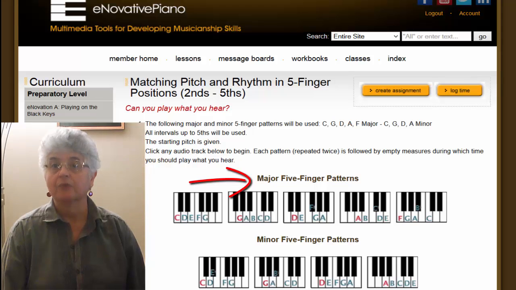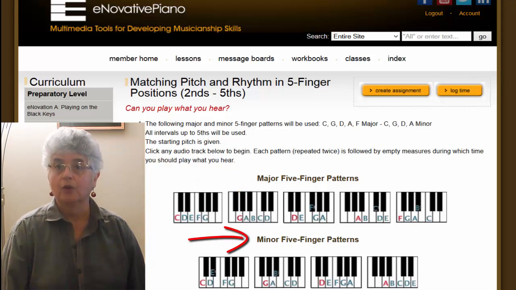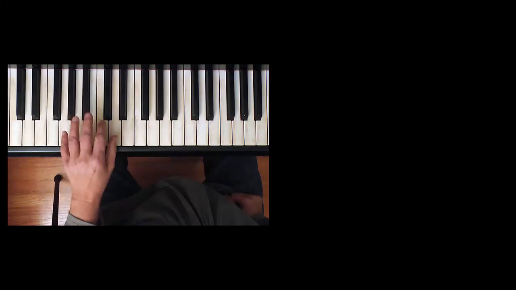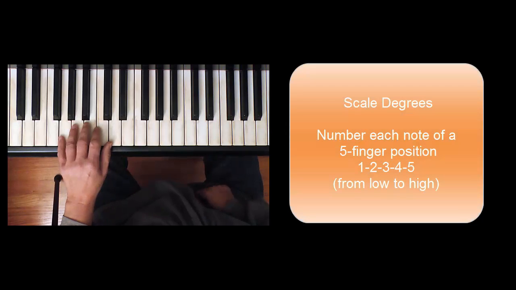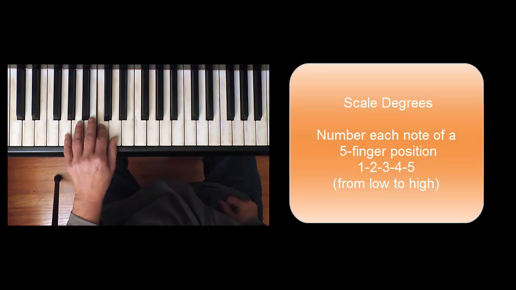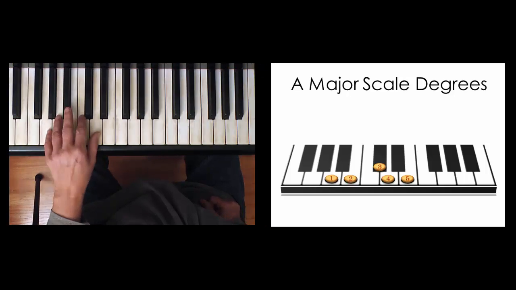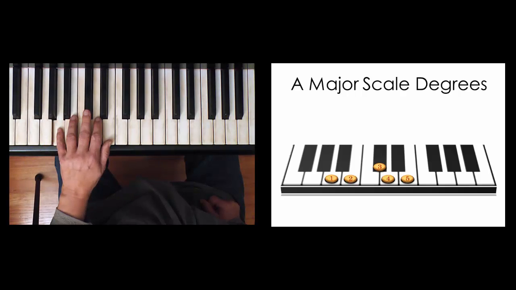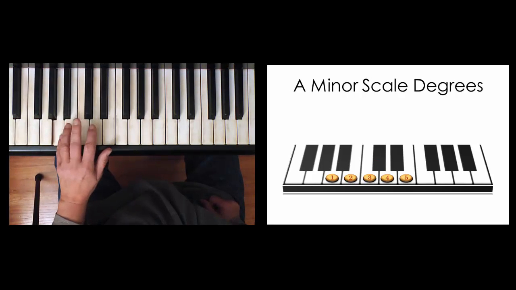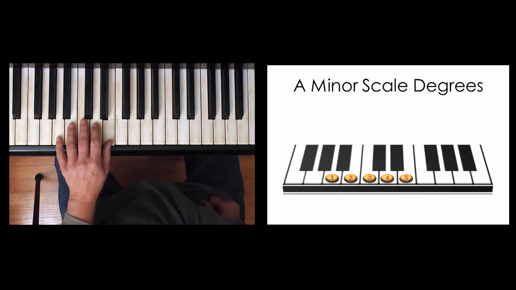We're going to practice in some different major five-finger patterns, and we're also going to be working with some minor five-finger patterns. We generally number each note of the position 1 through 5, regardless of whether it's a major or minor. The lowest note of any five-finger position is 1. 1, 2, 3, 4, 5. And in minor, that would be 1, 2, 3, 4, 5.